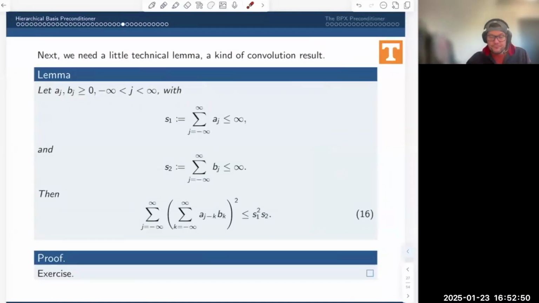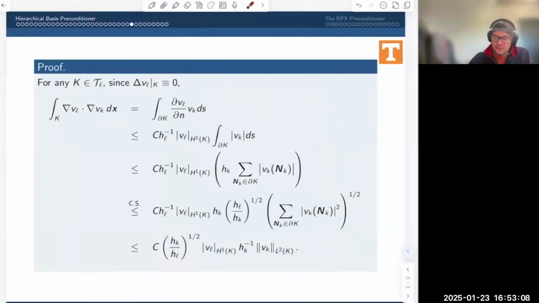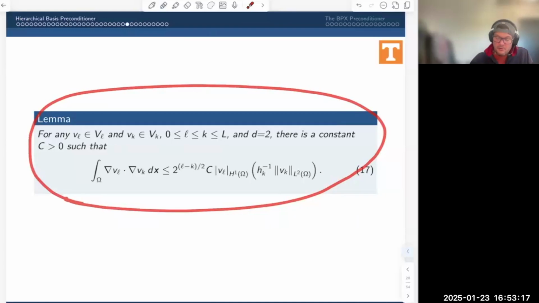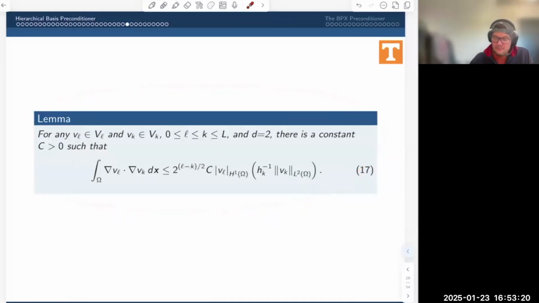All right. So now to get the upper bound, I have to use another technical lemma. It's some sort of convolution result, which we're going to come back to later, but I don't want to get into the details of that. It's rather tricky. It also depends upon something we call a strengthened Cauchy-Schwarz inequality. We're going to use this when we talk about the BPX preconditioner. So I want to talk a little bit about this, and I want to talk about a modified version of this in just a minute.